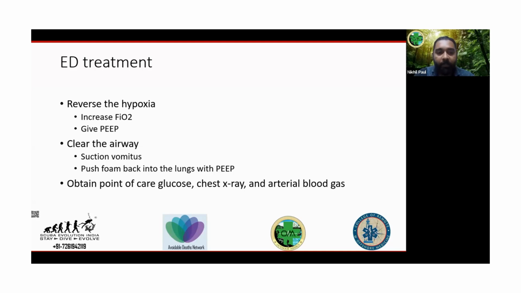Now, clearing the airway is another priority in the emergency. As a result of drowning, there will be a lot of vomiting as well, so suctioning the vomitus is important. There might be foam coming out. That is because of the surfactant which is coming out. So, for foam, you don't need to suction out everything, but you can continue the ventilation and push it back into the lung. Obtaining other things like a chest X-ray, an arterial blood gas analysis, and a blood glucose is also important in the emergency.